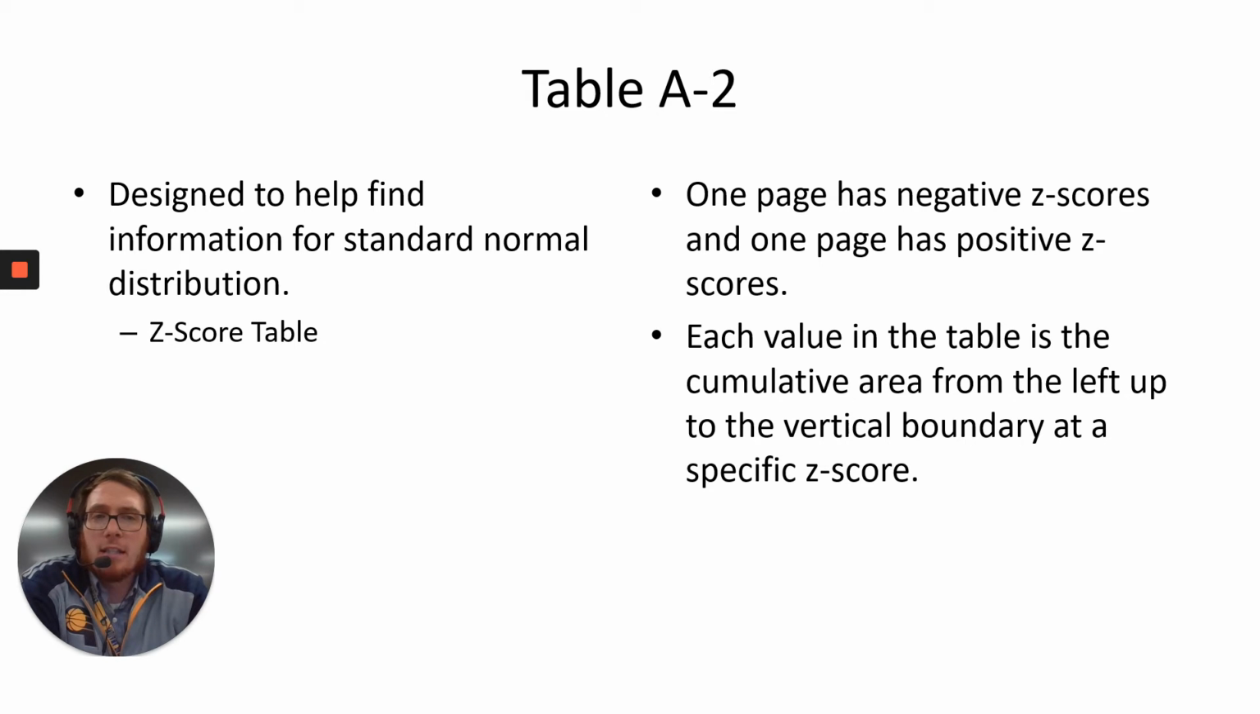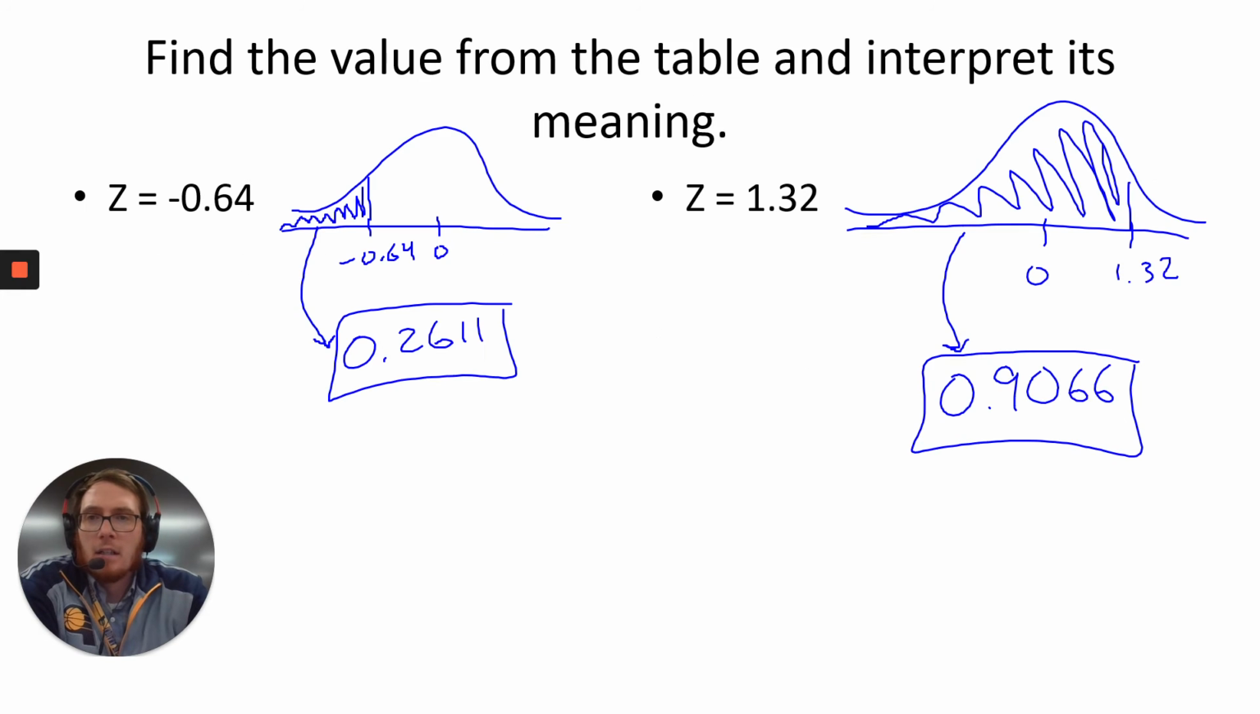But the table is the distance from that spot and then all of the area to the left of that. So here would be an example. So here is z equals negative 0.64. Now to read your chart, I'm going to try to read it along with you.